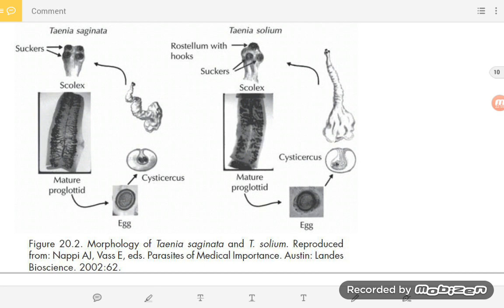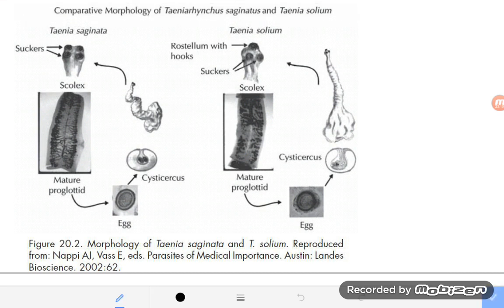Then when we consider the mature proglottids, in the case of Taenia saginata, there are so many lateral branches. That means when we consider the right side or left side, it is more than 15. Here, more than 15 lateral branches, but here 7 to 15 lateral branches. That means less than 15 branches, right?